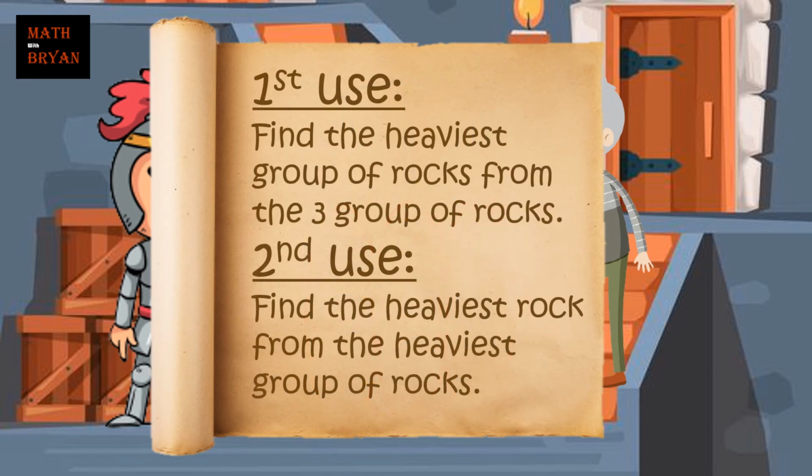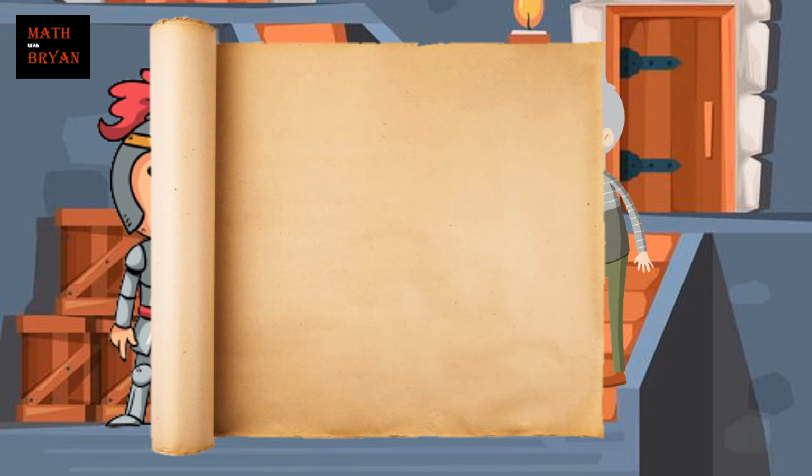Here's how we'll use our 2 uses on the scale. In the first use, we find the heaviest group of rocks from the 3 groups of rocks. In the second use, we find the heaviest rock from the heaviest group of rocks. And that's it. Let's see if it works.